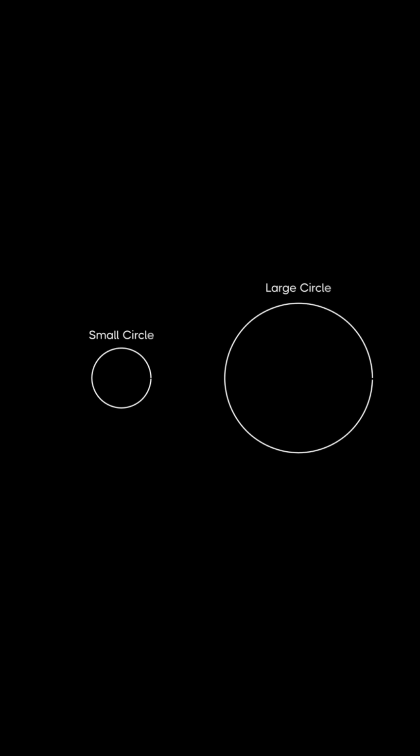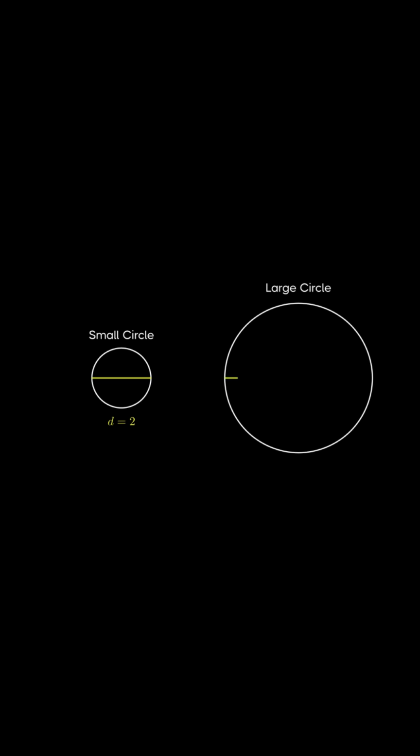Let's verify this by looking at circles of different sizes to see if this relationship holds true. Here we have two circles of different sizes. Let's first measure their diameters. Our small circle has a radius of 1 unit, so its diameter is 2 units. Remember, the diameter is always twice the radius.